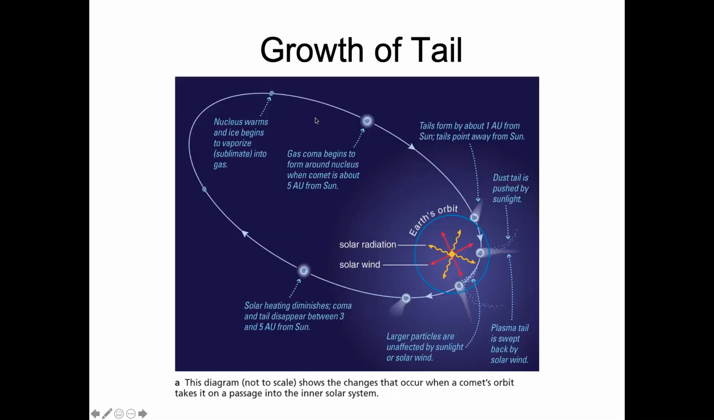So how does that tail grow? Well, let's take a look at the comet here shown on the top left. The nucleus warms and begins to vaporize into a gas. Okay, so we have this comet. It's going around clockwise in this elliptical orbit. And right around the time it reaches 5 astronomical units, or 5 Earth distances from the sun, that gas coma starts to warm up.